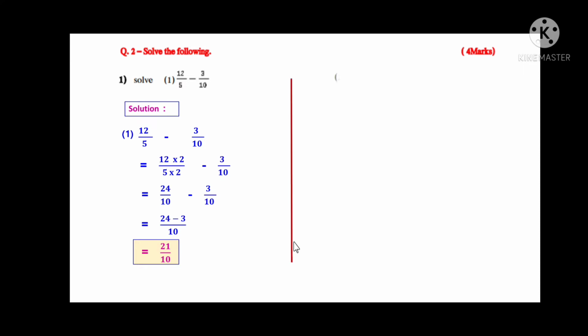Second one we will attempt: minus 3 upon 4 into 8. Friends, let us write this once again: minus 3 upon 4 into 8. Here 8 means 8 upon 1. So we can divide 4 and 8. 8 is divisible by 4. So we get minus 3 upon 4 into 8, as 4 ones are 4, 4 twos are 8.